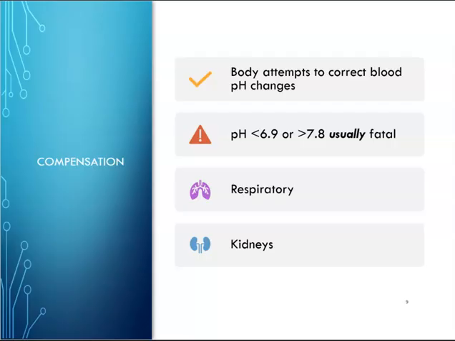And I've got some really good videos in the module that help explain that as well, that way you can hear it from more than one perspective. So compensation: your body is attempting to fix the pH by either using the respiratory system, which is faster and compensates for metabolic issues only, or the renal system, which is a lot slower and can do both metabolic and respiratory.